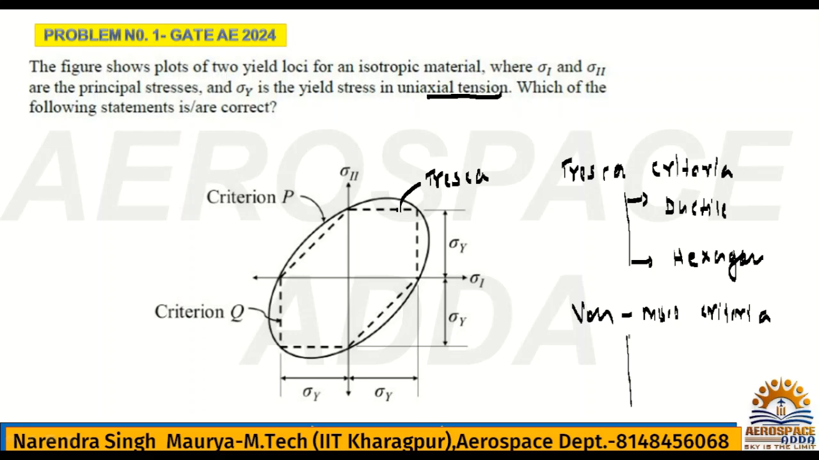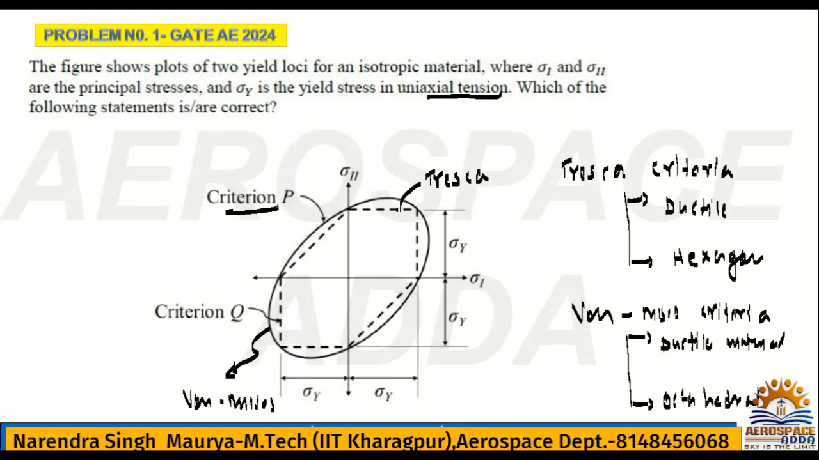I also explained, this is best suitable for the ductile material. Ductile material. And the graphical representation of the Von Mises criteria is what? Octahedral, which is nothing but this outer one. So this is nothing but Von Mises. Here we have to pick that option. So criteria P is nothing but Von Mises, and criteria Q, which is a hexagon, is nothing but Tresca.